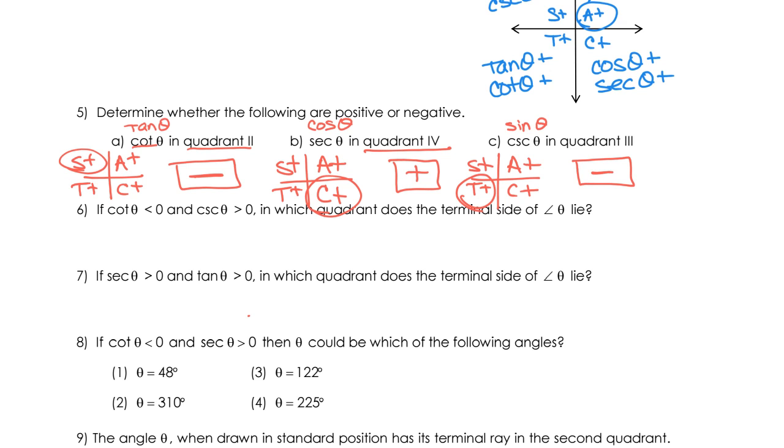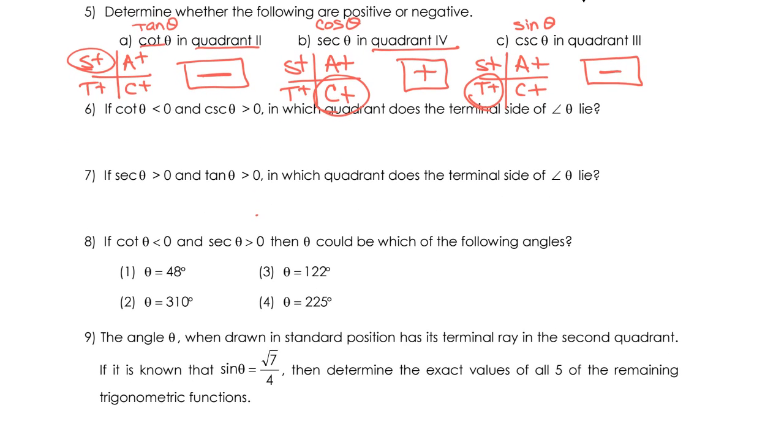All right, let's take a look down here at number 6. They're saying that cotangent theta is less than 0. Remember, being less than 0 means that it's negative. Cosecant theta is greater than 0, and being greater than 0 is being positive. In which quadrant does the terminal side of angle theta lie?